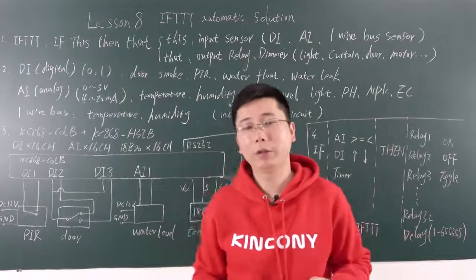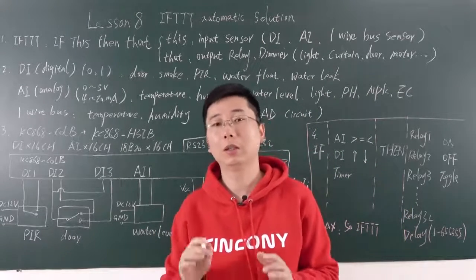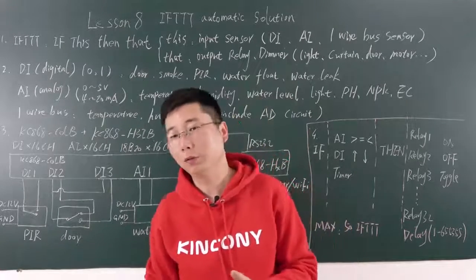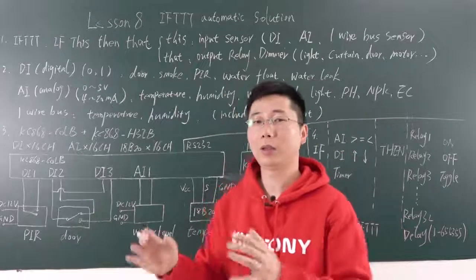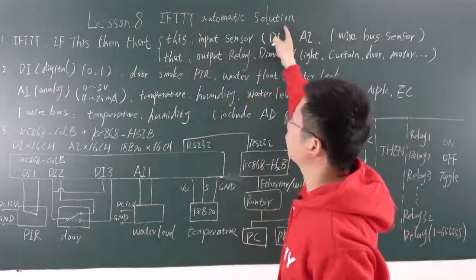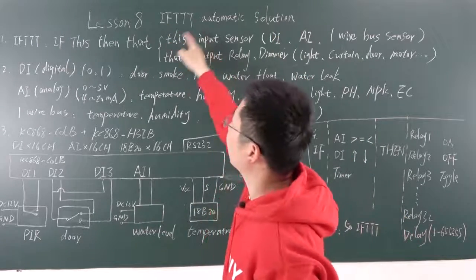Before, we have made many videos for the relay output. You can control many devices like lights, curtains, and motors. In this video, we will begin learning how to let your output devices become smart. So we can use this IFTTT automatic solution. Let's look at what IFTTT means.